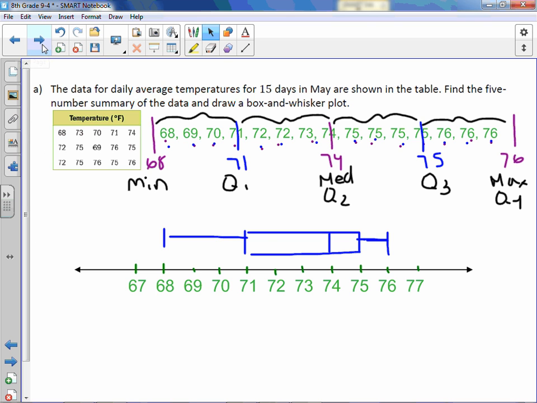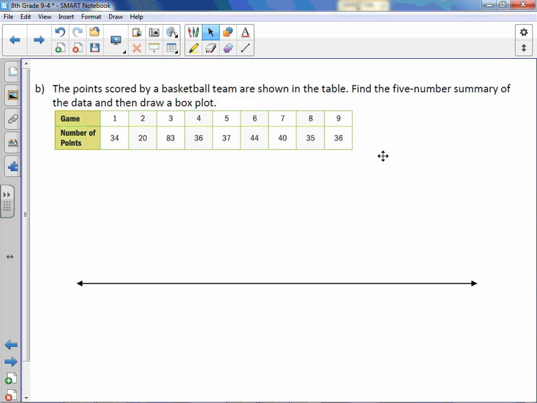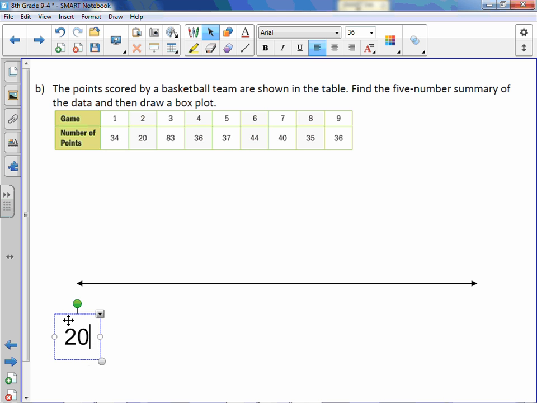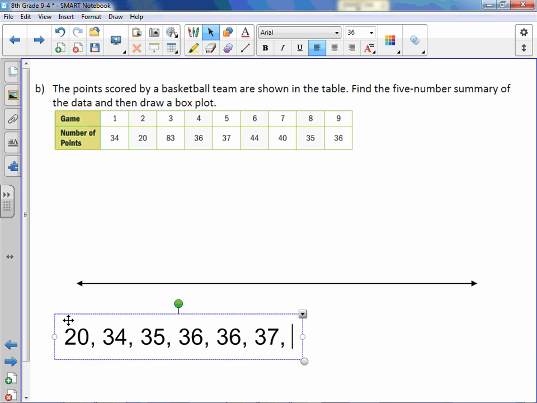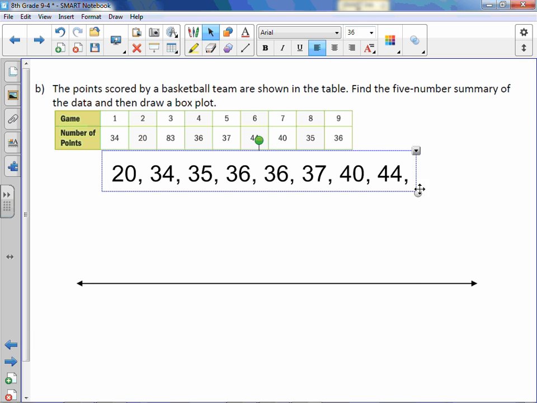Okay, let's do another one. The points scored by a basketball team are shown in the table. Find the 5-number summary of the data and then draw a box plot. So it looks like we have 9 data. Let's order this data from least to greatest. We have 20, 34, 35, 36, 36, 37, 40, 44, and 83. And I should have 9. 1, 2, 3, 4, 5, 6, 7, 8, 9.